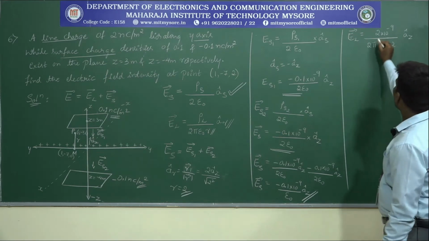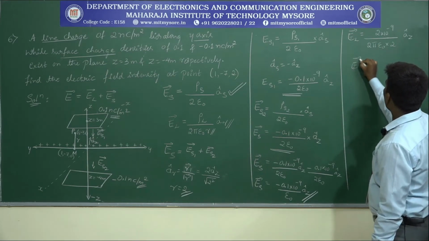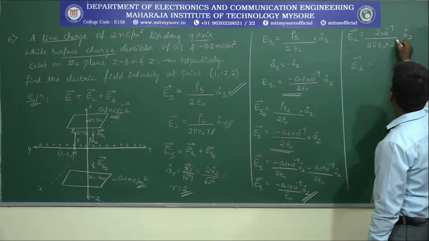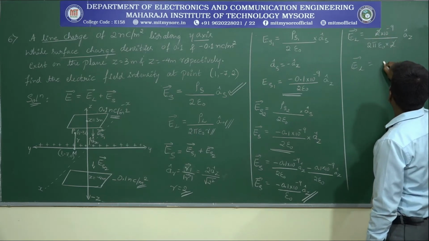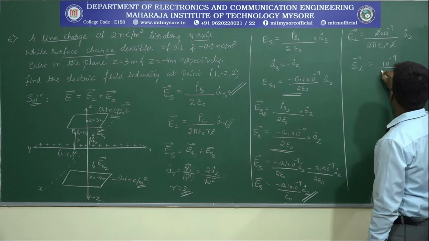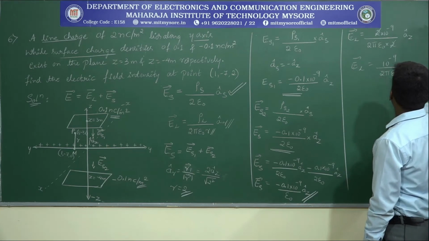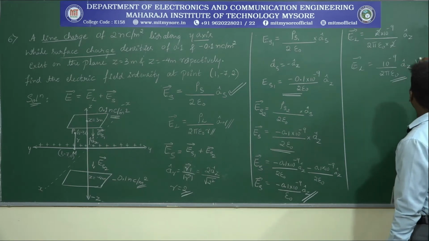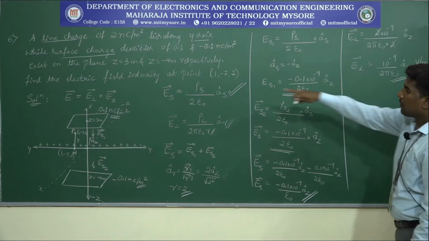Got it? Then solve this. Then EL is equal to, 2 and 2 get cancelled, 10 power minus 9 divided by 2 pi epsilon naught into A cap Z. Okay, volt per meter. What is the final step?